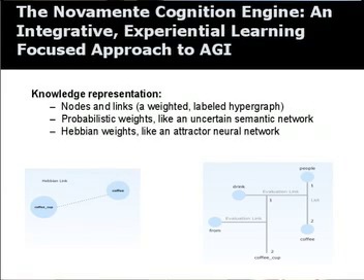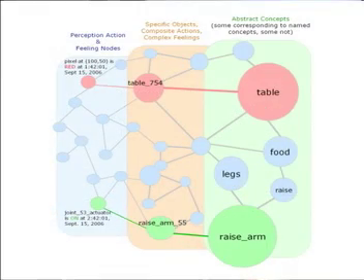In terms of knowledge representation, we use nodes and links, a weighted labeled hypergraph, which combines aspects of probabilistic semantic networks with some aspects of attractor neural networks with Hebbian learning in there. So it's an evolving graph with nodes and links. Some of the nodes and links may represent very low-level specific things like perceptions of something in the world or actions carried out with a certain joint on a real or virtual robot. Some of them are abstract concepts, some of them are just nodes that have no English language correlate. They're just formed by the system as combinations of other things in its mind.